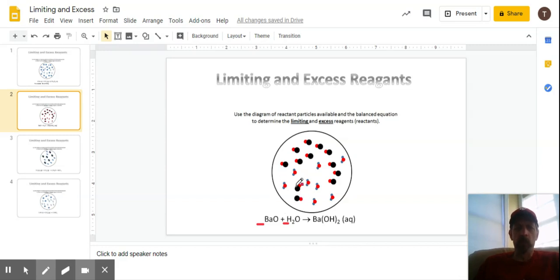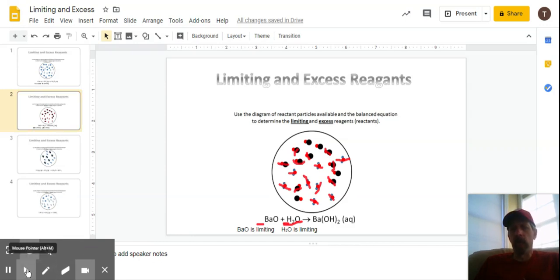So let's begin combining in a 1:1 ratio. 1 for 1, 1 for 1, and so on. Sounds a little repetitive. 1 for 1. And it looks to me like we have run out of one of the chemicals here. In this case, we've run out of water.